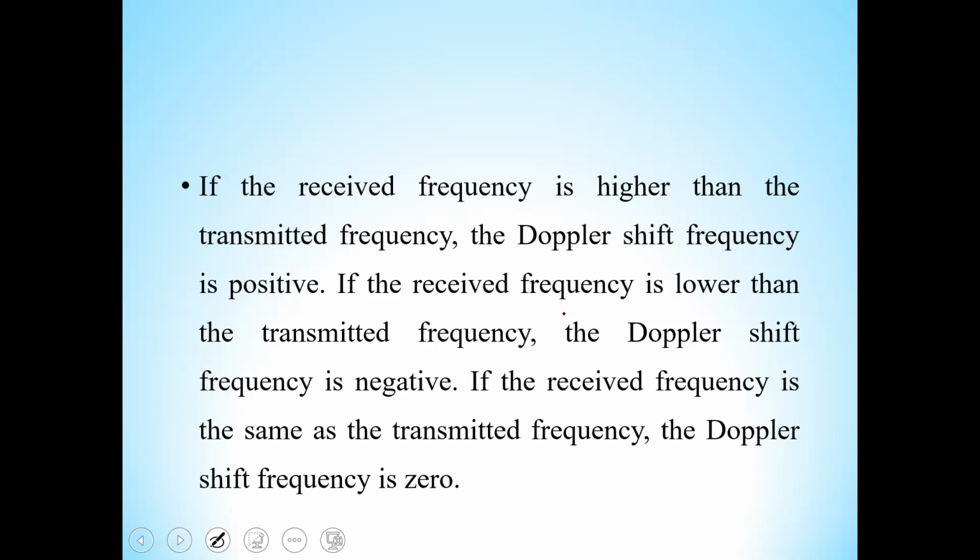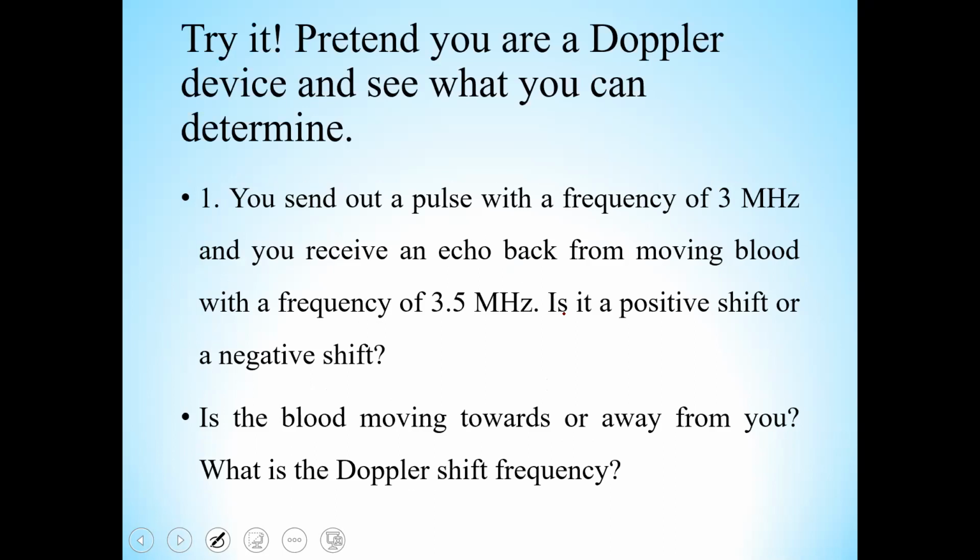So Doppler shift frequency is negative if the Fr or receiving frequency is lesser than the transmitted frequency. If the received frequency is the same as the transmitted frequency, then the Doppler shift will be 0, meaning the structure or the reflector will be stationary.